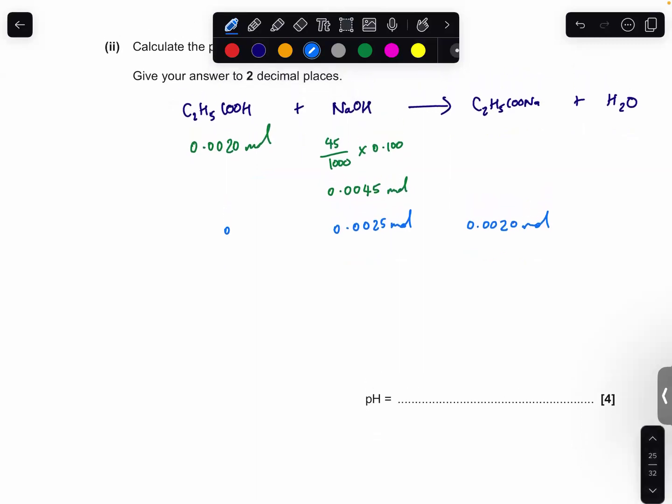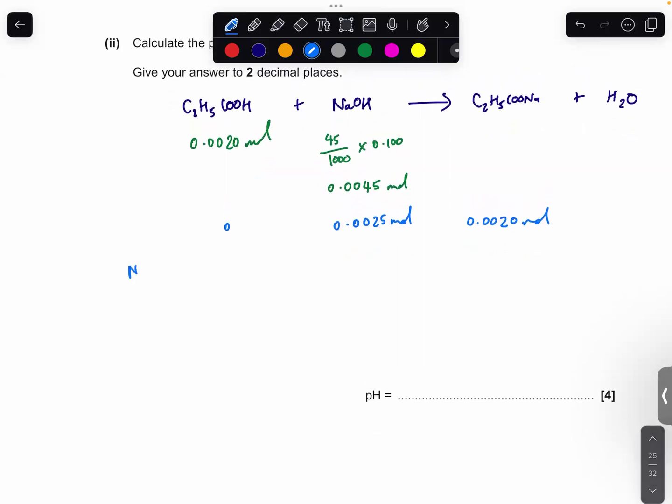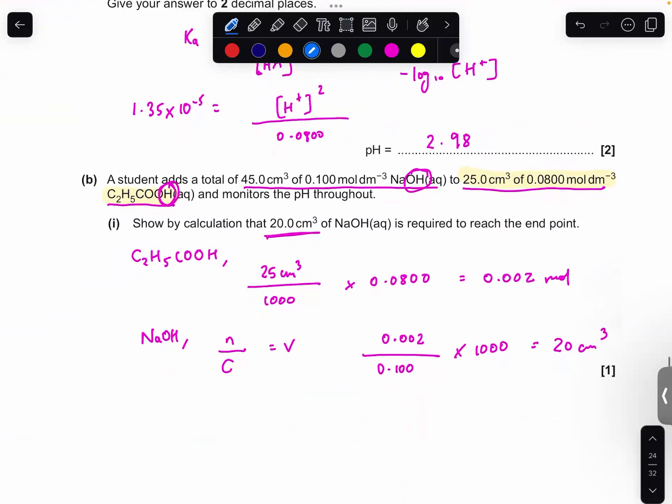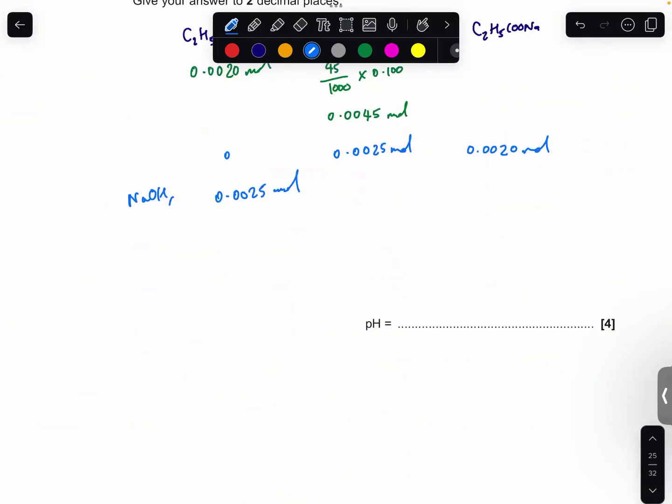So really, it's the sodium hydroxide. So NaOH, we've got 0.0025 moles divided by the total volume. What's 45 plus 25? That's 70. So we divide the moles by the volume, which is 70. Convert it to decimeters cubed. This will give you the concentration of the hydroxide ions.